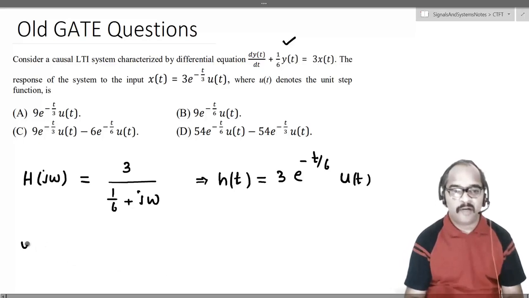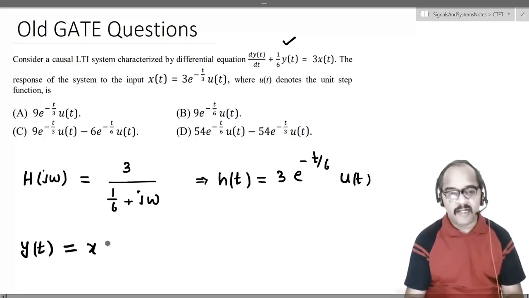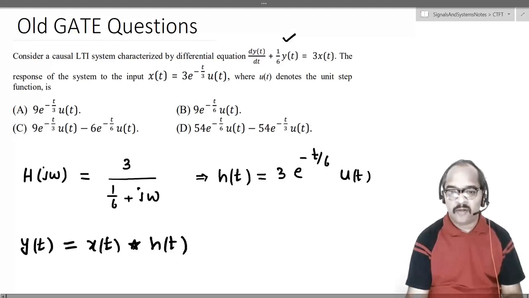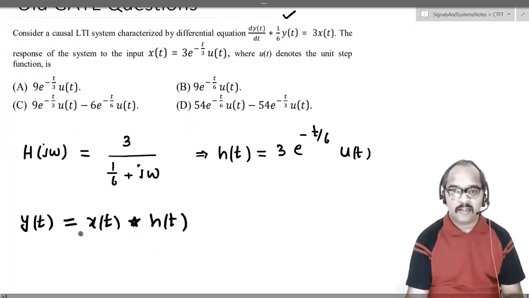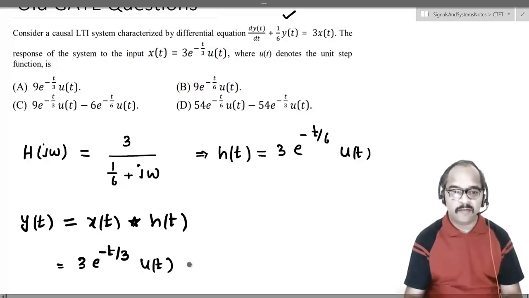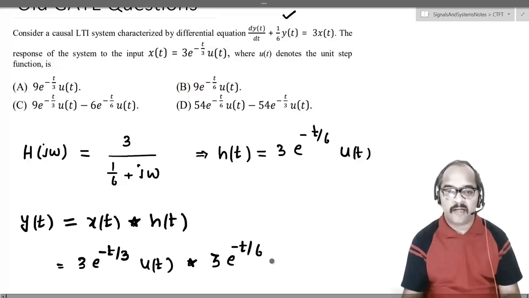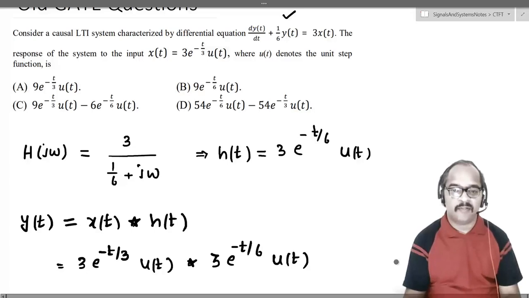Then we have to find the output y of t of the LTI system, which is nothing but x of t convolved with h of t. We know what x of t is. What is x of t here? It is given to be 3 e power minus t by 3 u of t convolved with h of t. H of t, we got it to be 3 e power minus t by 6 u of t.